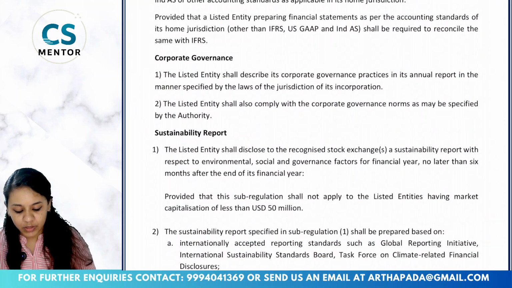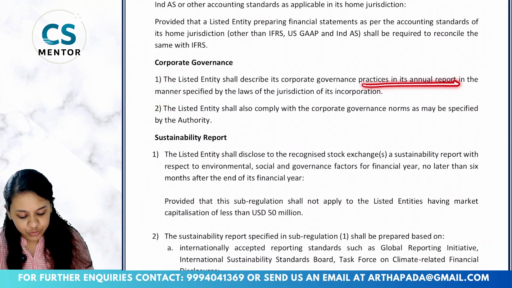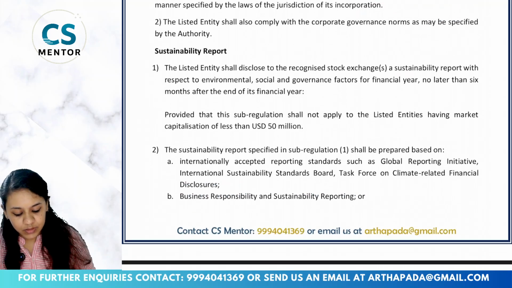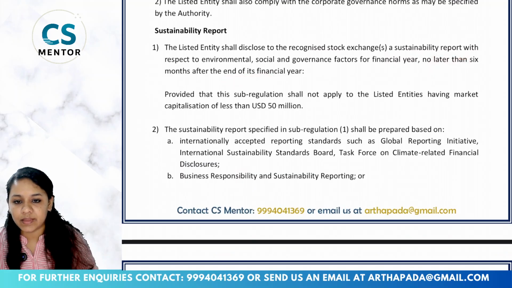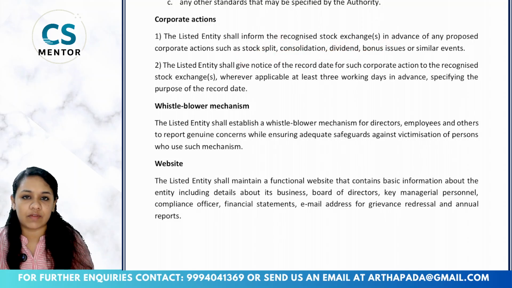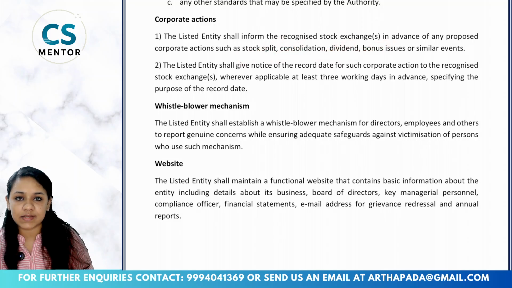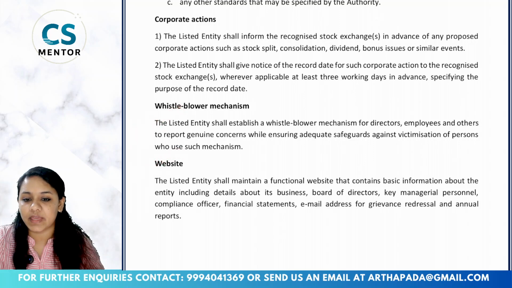Corporate governance report will also have to be submitted, but it should be submitted in the annual report. Sustainability report is to be given not later than 6 months of end of financial year. And then they're saying corporate actions, any bonus, dividend, consolidation, stock split would have to be informed 3 days in advance before the activity. And then obviously needs to have a website and even a whistleblower mechanism.